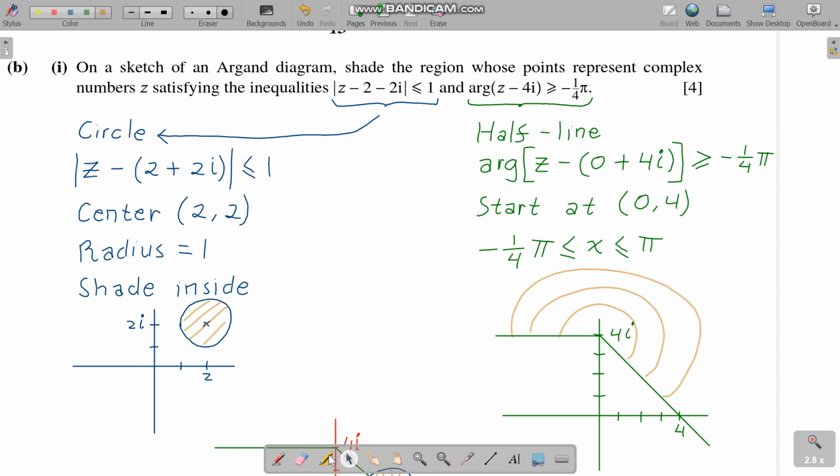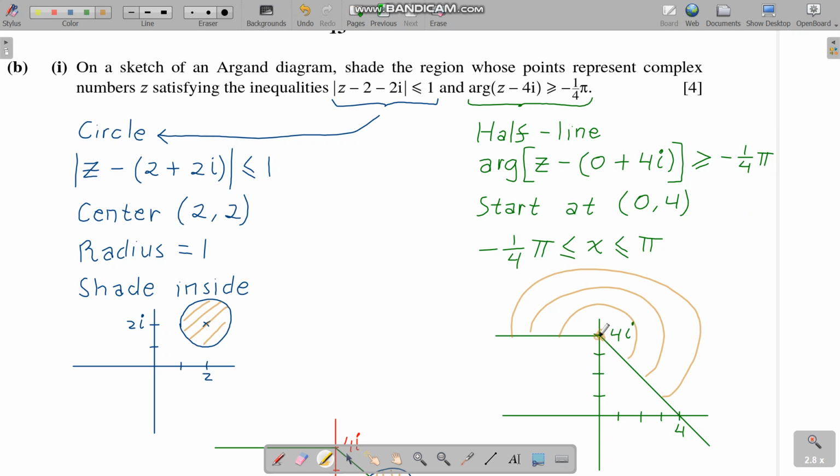So this is the sketch. We don't have to sketch the individual locus actually. Just to visualize, we have to draw this kind of circle. And for the other locus, this is a half line because of the arg. Arg means argument, and to identify the starting point of the half line, we use the z minus z1 form again. So the starting point is (0, 4), and the angle greater than means from this value to positive pi. So the sketch is like this.